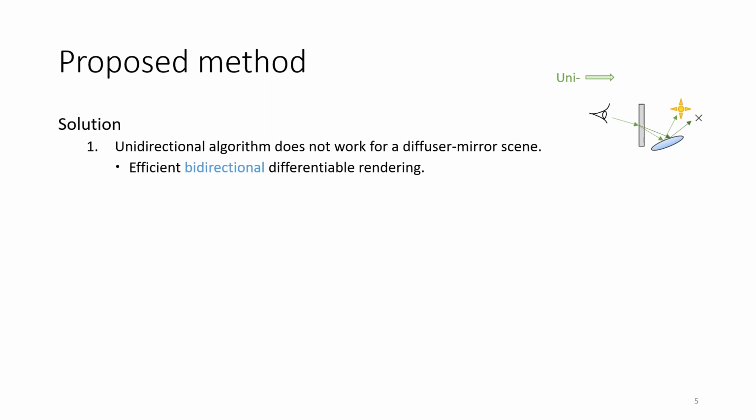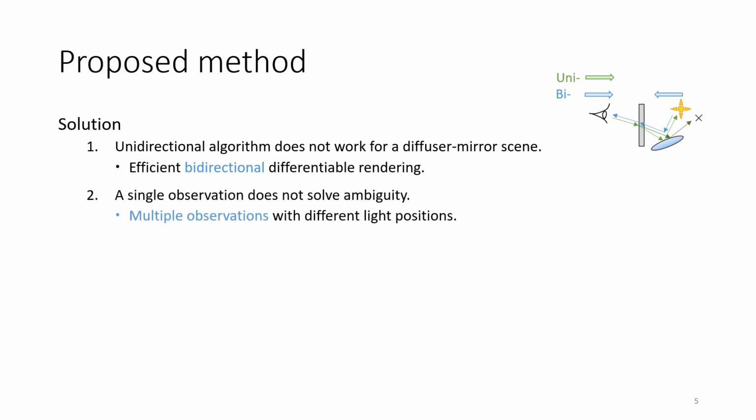The first issue is that unidirectional algorithms which trace rays from the camera struggle with calculating light paths between diffuse surfaces and mirrors. Therefore, we propose an efficient bidirectional differentiable rendering algorithm that considers light paths from both the camera and the light source. The second issue arises from the inability of a single measurement to solve the ambiguity of reflected light. To address this issue, we perform observations with different light source positions.